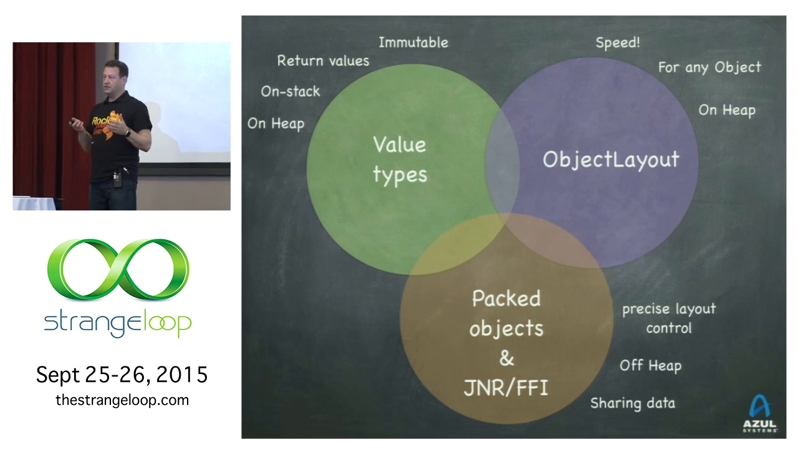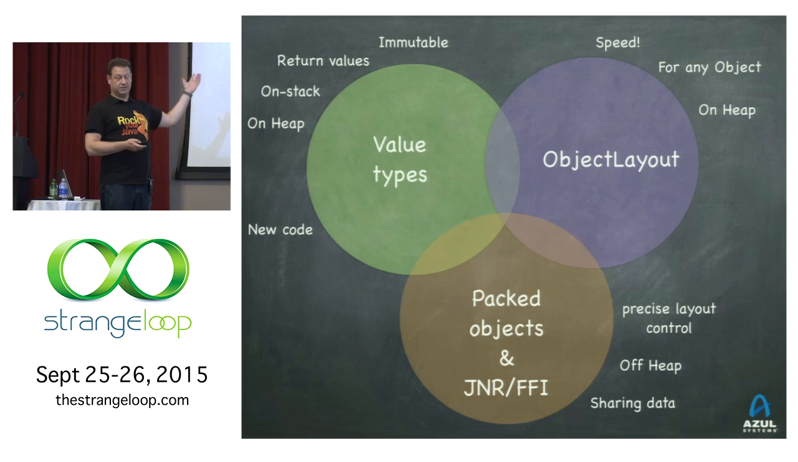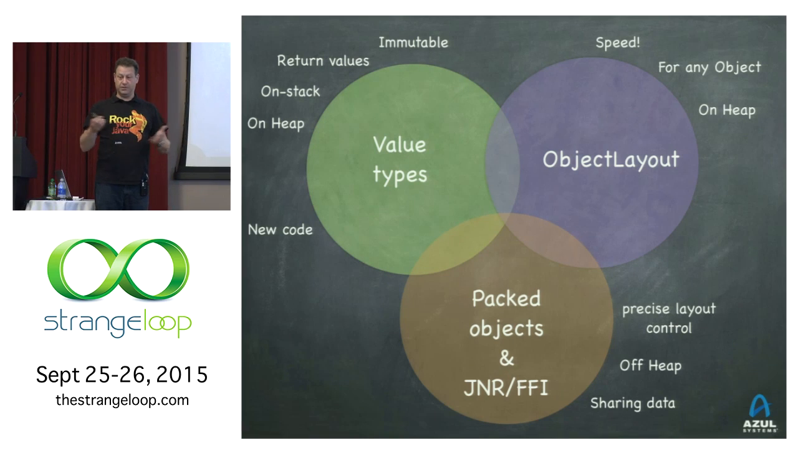Now, one key differentiator is going to be this. With value types, it's going to be for new code. Once you have value types, you write new things that use value types. And only other cool things that know how to read value types can look at your new things. So this is only for new code, right?